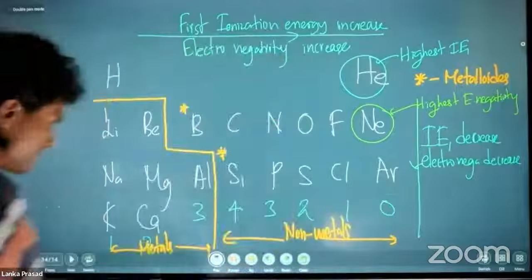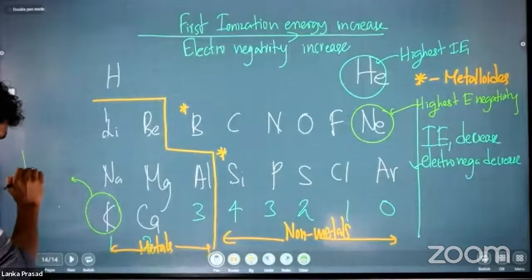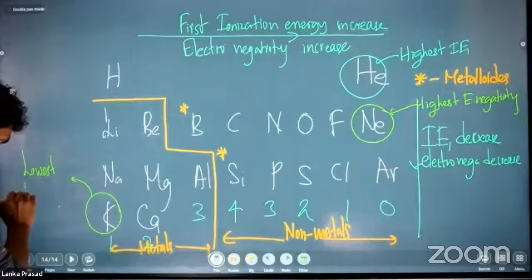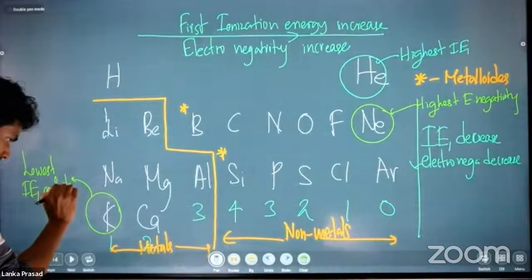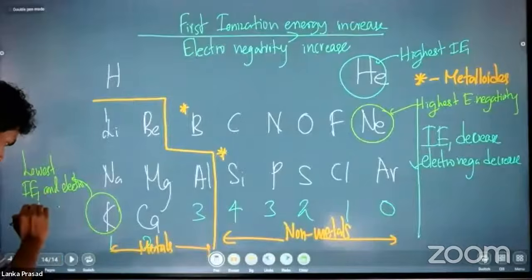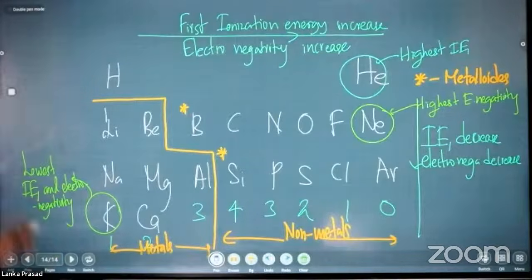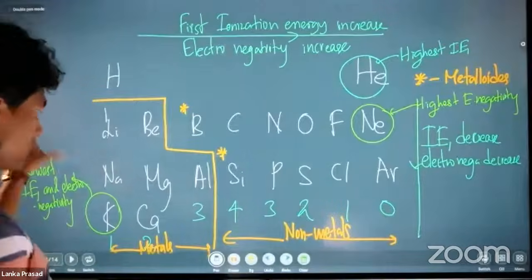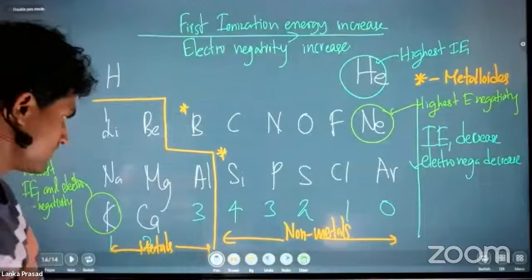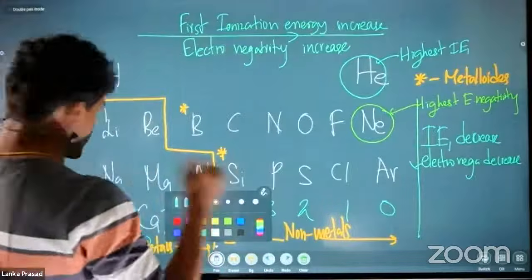Got it? Yes. Potassium. That one has the lowest first ionization energy and electronegativity. Got it? Yes. That has the lowest first ionization energy and electronegativity. Got it? Right. Okay. Then talking about atomic radius.